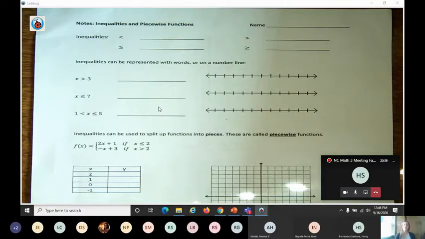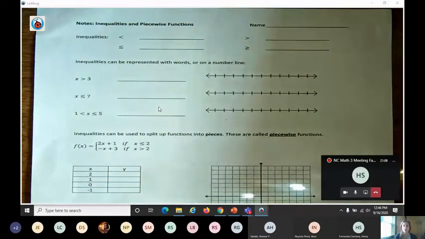This document is on Canvas if you would like to print it. If you don't have a printer, you don't want to print it, feel free to write it down on notebook paper. Just make sure to get everything down.